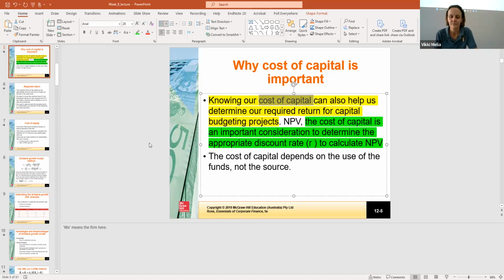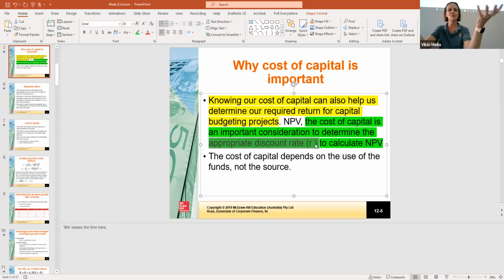The statement below says that the cost of capital depends on the use of the funds, not the source. But we were just discussing how the cost of capital depends upon whether we are getting debt or equity. So what the statement's trying to say, and I would actually say it's not entirely clear in that sentence, is that what's depending on the use of funds is actually this appropriate discount rate R. That discount rate R will be influenced by how we're going to use the funds.